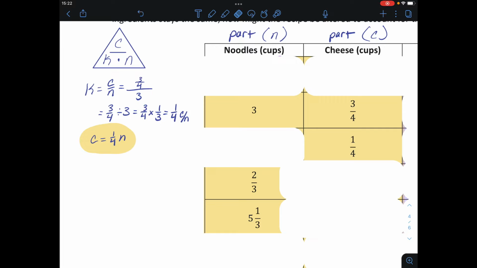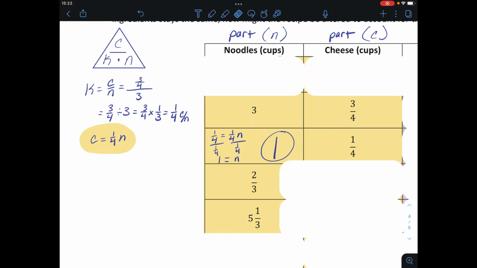So to solve this, since I have a unit rate k of 1/4 and a cheese value C of 1/4, I can use my equation replacing C for cheese with 1/4. So I get 1/4 equals 1/4 N. To isolate my variable, since I see multiplication, I'm going to divide both sides by that unit rate 1/4, which just leaves me with N noodles of 1. So 1 cup of noodles for every 1/4 cup of cheese.